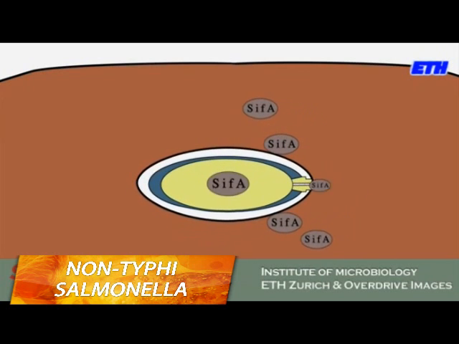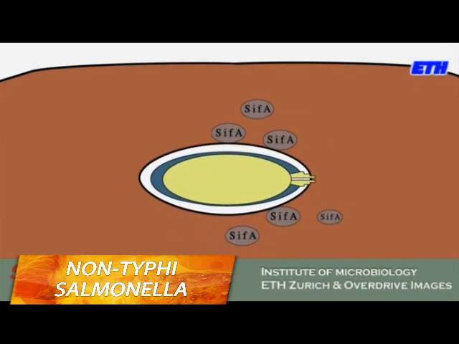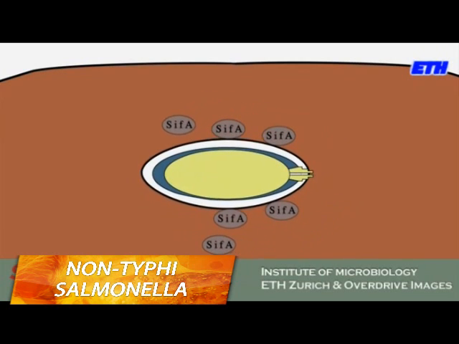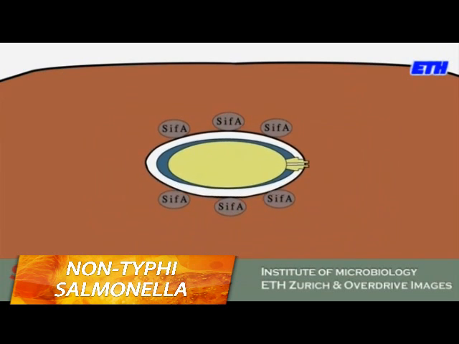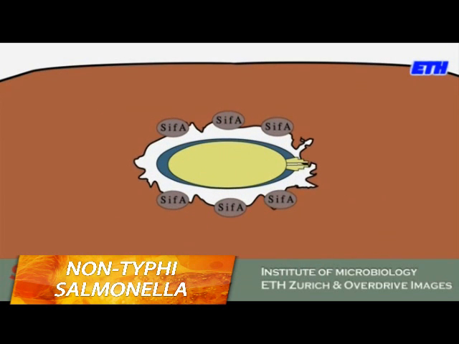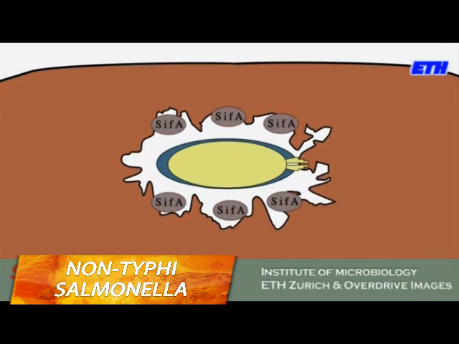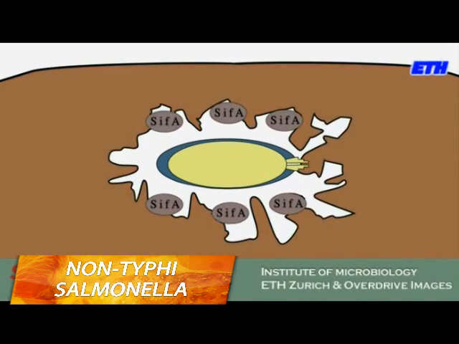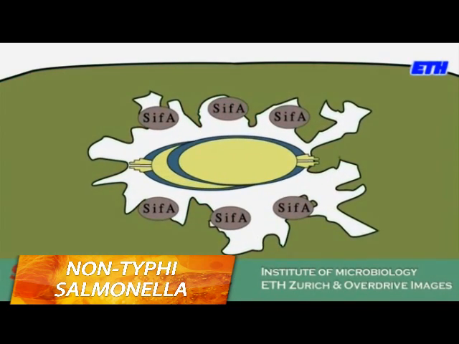They alter the properties of the vacuole and trafficking processes in the host cell, so that the bacterium is protected inside its vacuole from host defenses. Thin filaments start to extend from the vacuole covered with Salmonella effectors, for example SipA. Now, the bacterium is safe and starts to replicate.